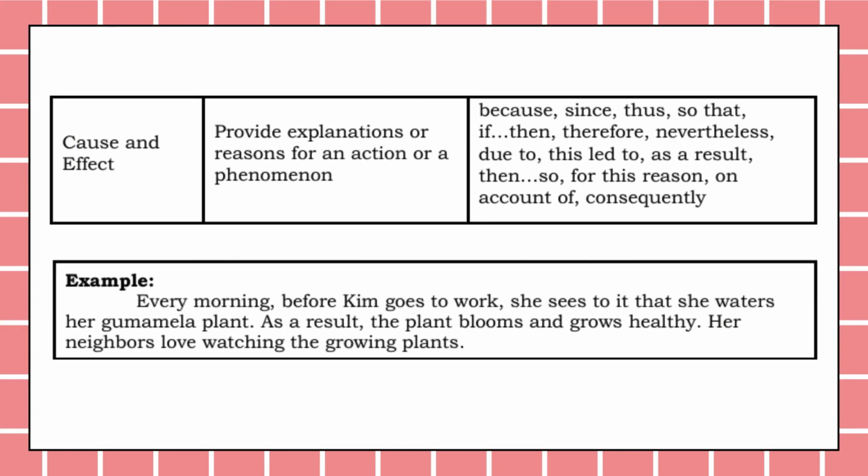Text pattern: Cause and effect. Definition: Provide explanations or reasons for an action or a phenomenon. Keywords: because, since, thus, so that, if, then, therefore, nevertheless, due to, this led to, as a result, so, for this reason, on account of, consequently. Example: Every morning, before Kim goes to work, she sees to it that she waters her gumamela plant. As a result, the plant blooms and grows healthy. Her neighbors love watching the growing plants.